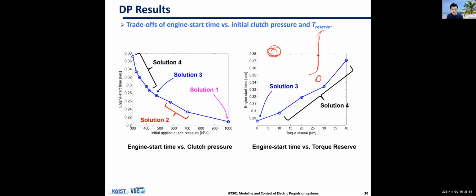So, to summarize the results, you're looking at initial clutch pressure on X and engine start time on Y. You can see that with increasing clutch pressure, you get lower engine start time, and vice versa, right? And with increasing torque pressure, you see slower solutions, slower engine start time.